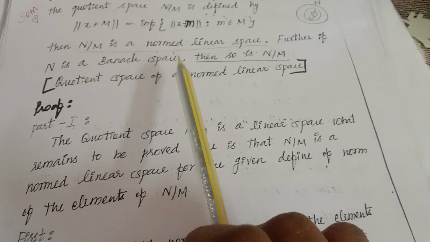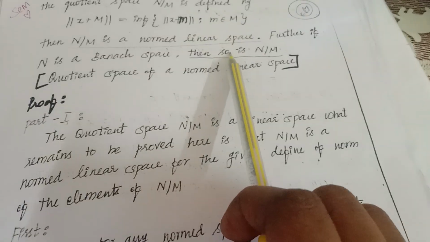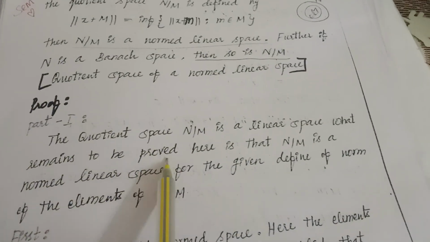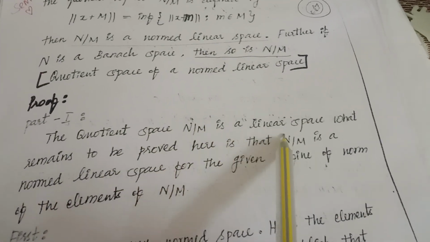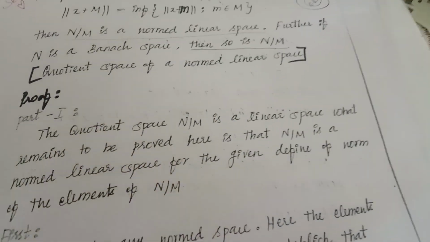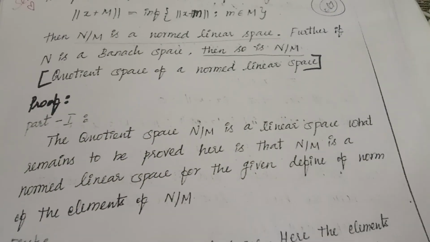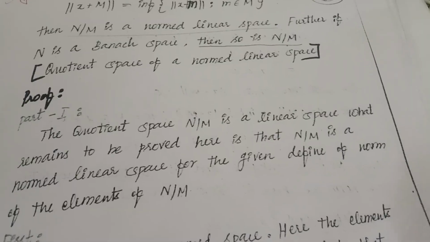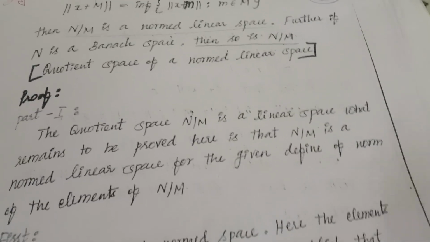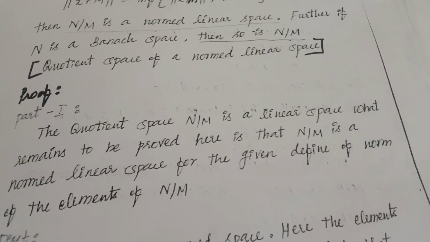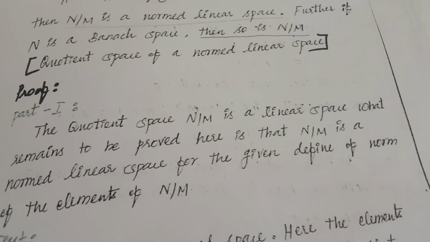For part 1, first we have to prove that N/M is a normed linear space. The quotient space N/M is otherwise known as a linear space, so we have to prove that it is a normed linear space. The quotient space itself is a linear space, so what remains to prove is that N/M is a normed linear space.